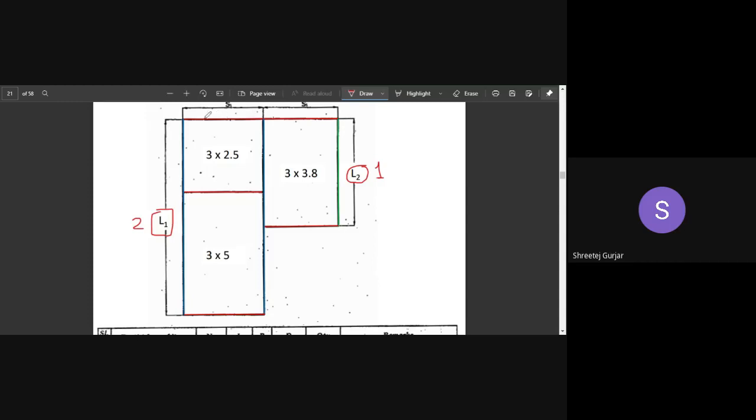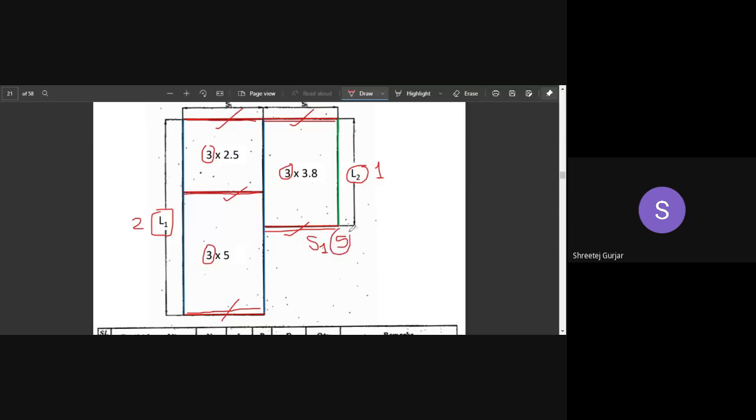So this is your one short wall, and this is your second short wall. Then this is your third one, this is your fourth one, and this is your fifth one. All of these we have represented as S1 because all of these lengths are the same, as you can observe. So how many S1 are there? One, two, 3, 4, and 5. So S1 are 5 in number.